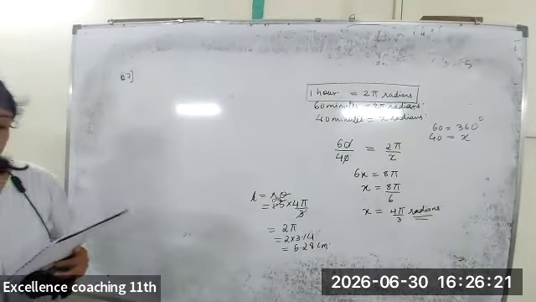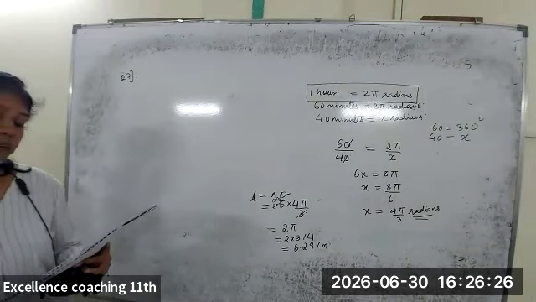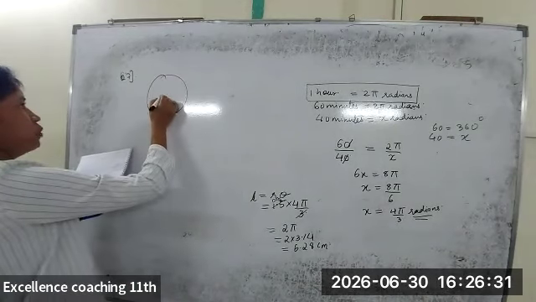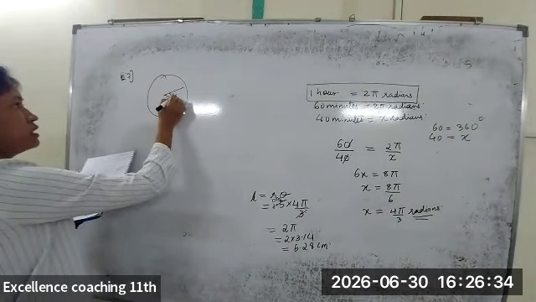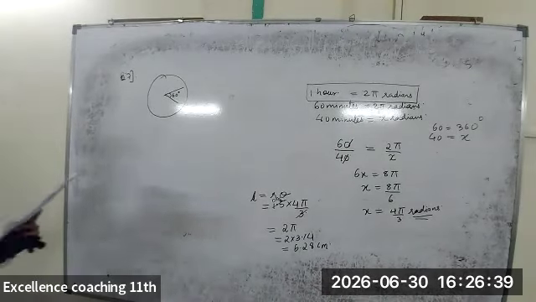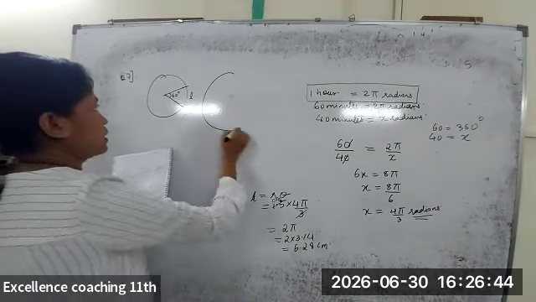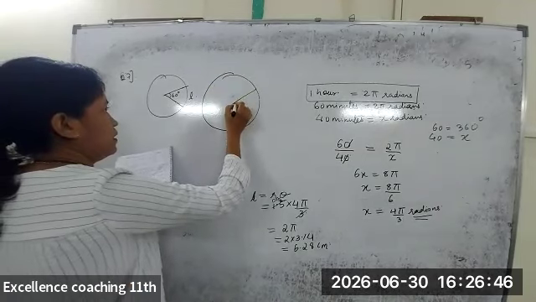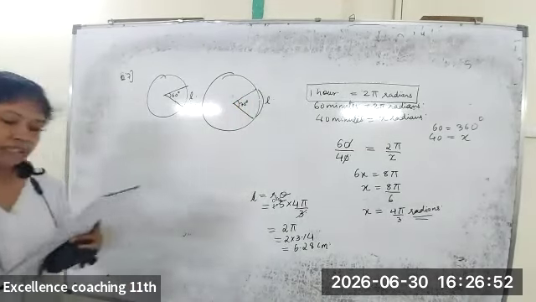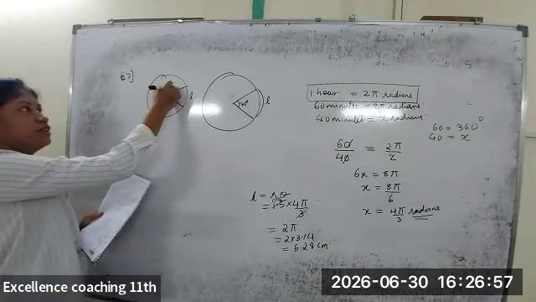Okay. In a circle, arcs of the same length subtend angles of 60 and 75 degrees. So there is one circle having 60 degrees, the length is the same, and one circle having 75 degrees, again the length is the same. Find the ratio of their radii.